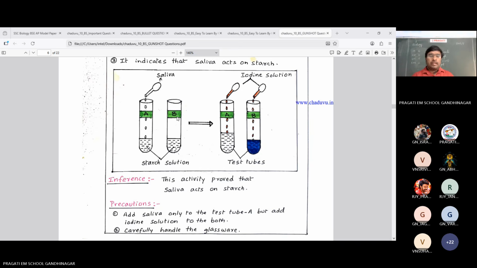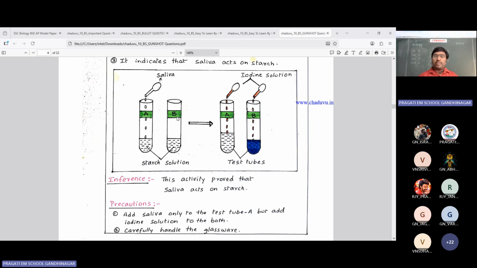See, at the start, the solution in both test tubes, and after the undisturbed saliva in test tube A, then after the iodine test, how does the color change? Try to mention it in the test tubes also, children. Okay, after the iodine test and before the iodine test, how is it? Okay, finally, what is the inference for this activity?